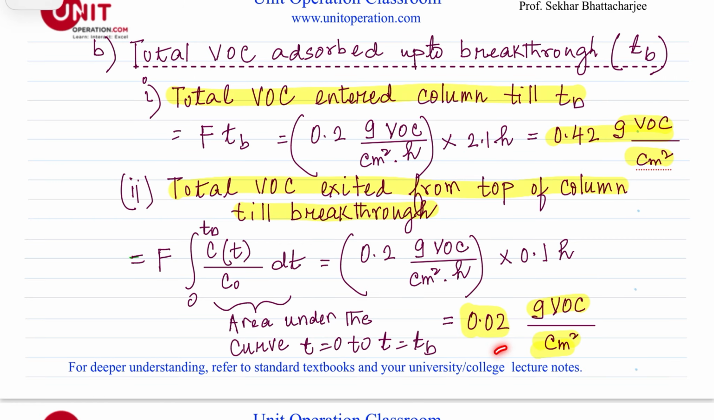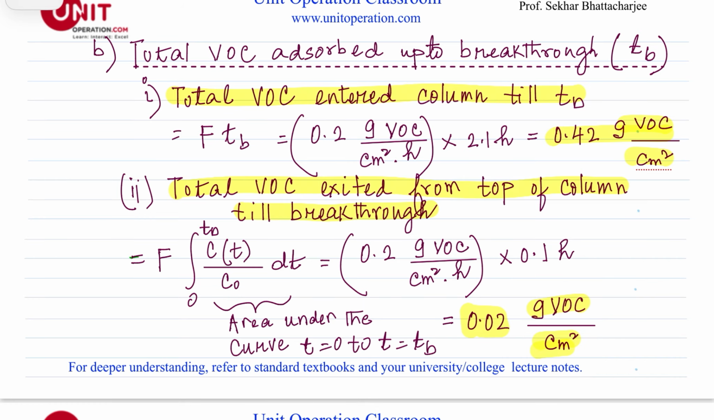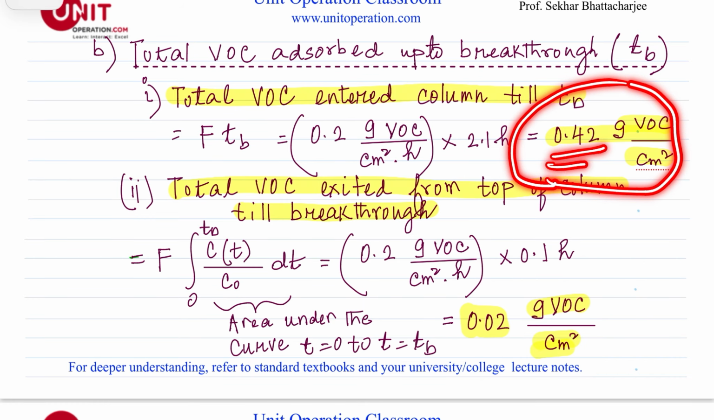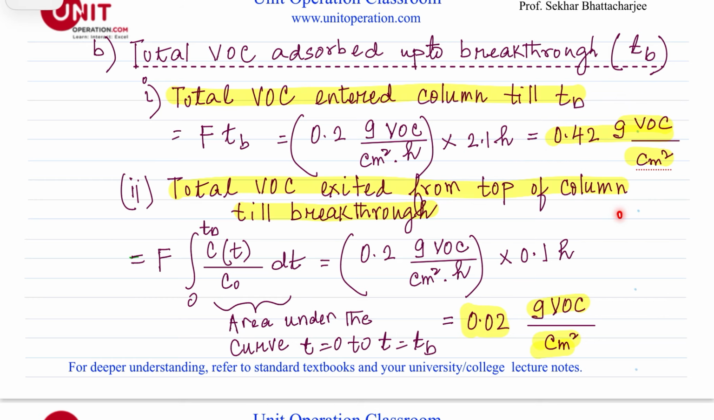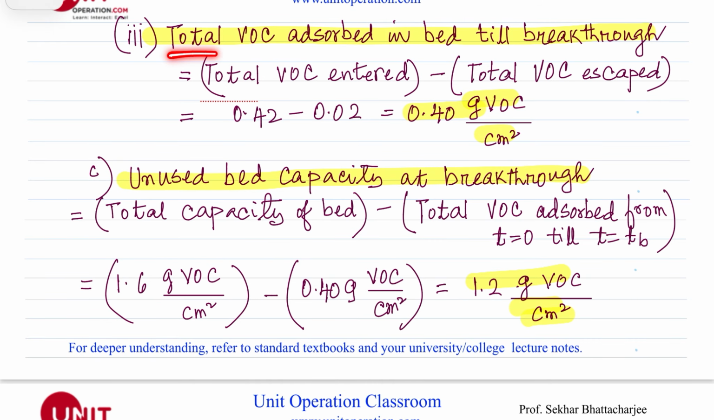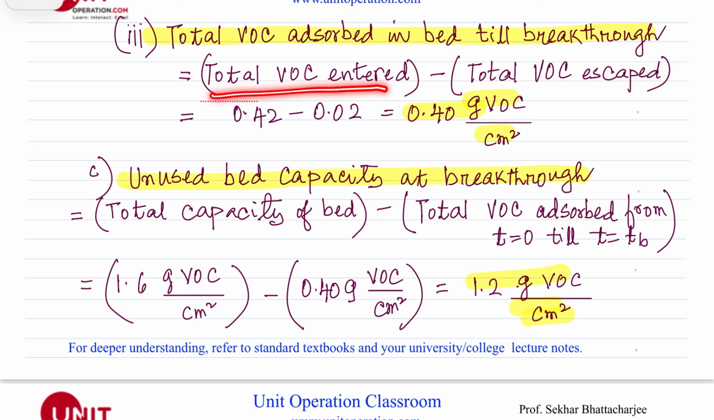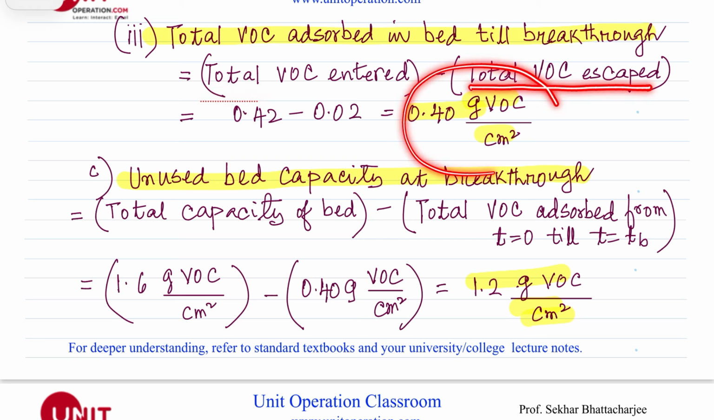So if you do the calculation, that is 0.0 VOC that has gone out of the column. And this is the actual amount of VOC that has entered the column. These are all up to time TB. So what's the total VOC that is absorbed in the bed till breakthrough time? That means till TB, that is the total VOC which has entered minus the total VOC which has escaped. So that is this amount.